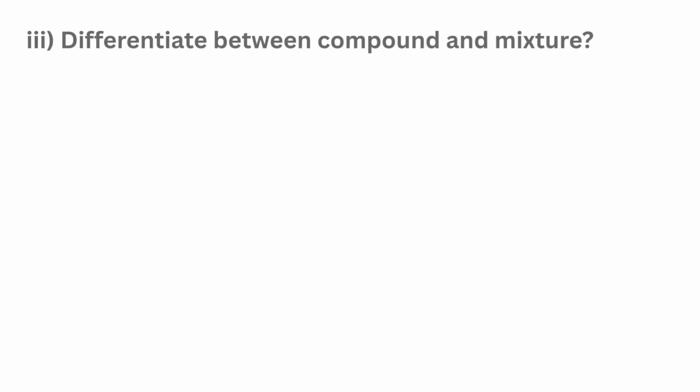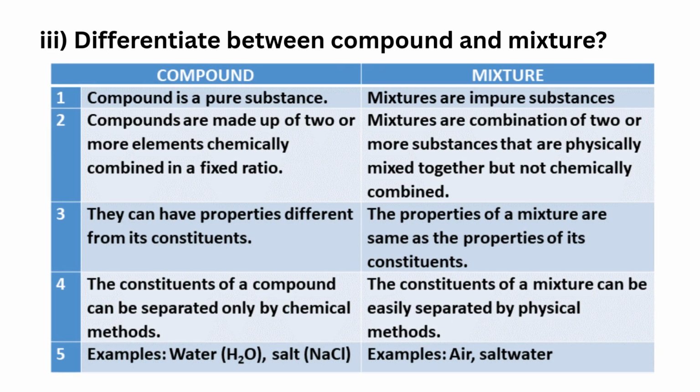Question 3. Differentiate between compound and mixture? Answer. Compound is a pure substance while mixtures are impure substances. Compounds are made up of two or more elements chemically combined in a fixed ratio. Mixtures are combination of two or more substances that are physically mixed together but not chemically combined. Compounds can have properties different from its constituents. The properties of a mixture are same as the properties of its constituents.